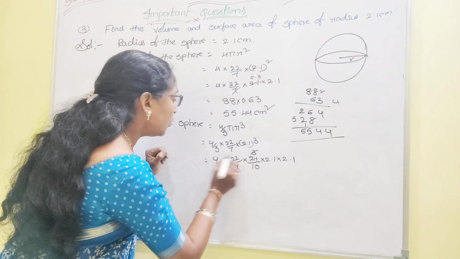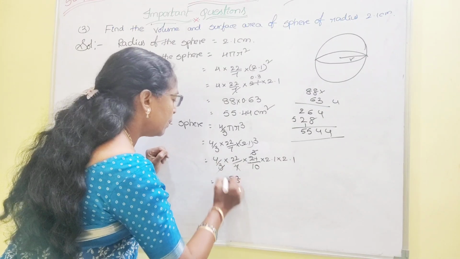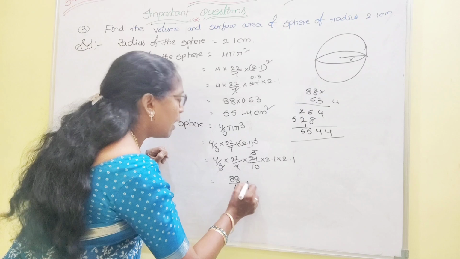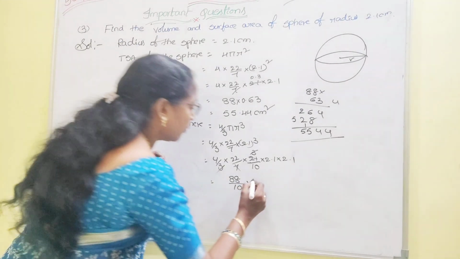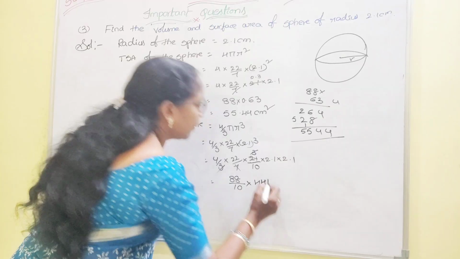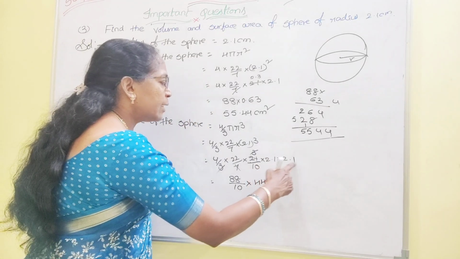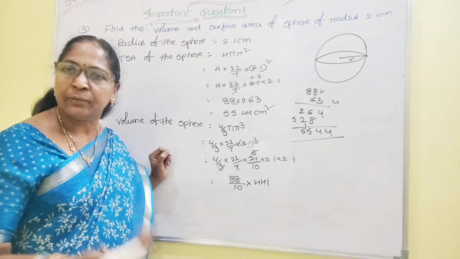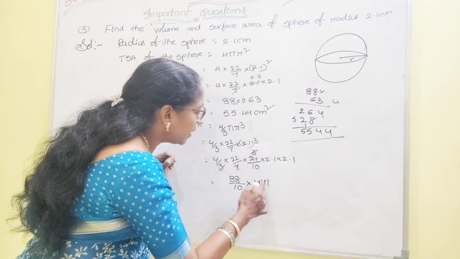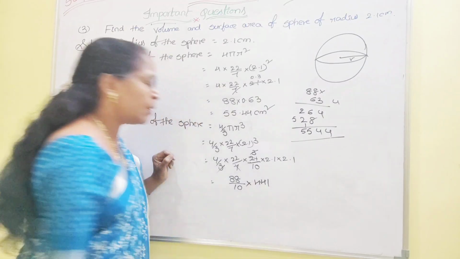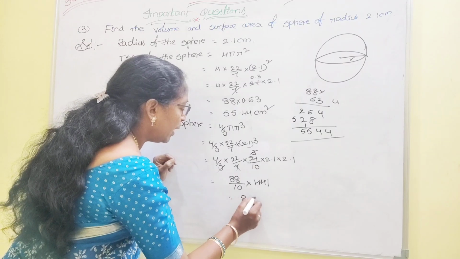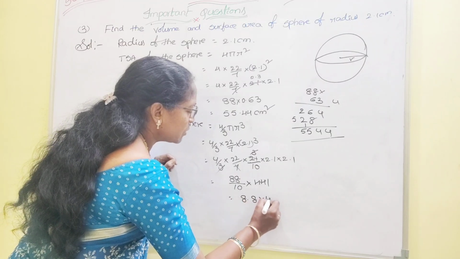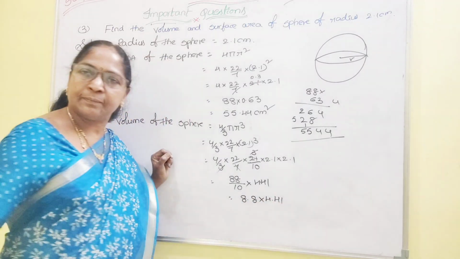Now here 4 into 22 is 88 by 10 you write, and 2.1 into 2.1, that is 21 into 21 equal to 441. But here the point is after one digit, here also after one digit. Total 2 digits are there. So count 1 and 2 digits and keep the decimal point: 4.41. Here 88 by 10 equals 8.8, multiplication of 4.41.